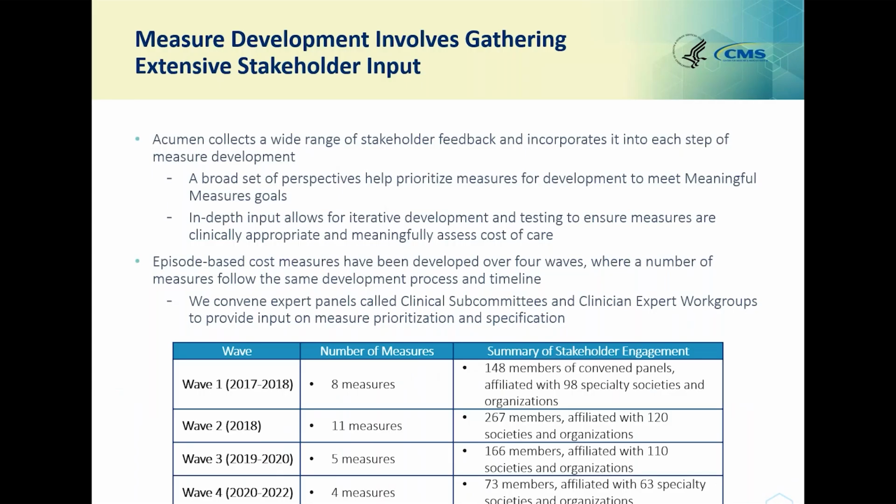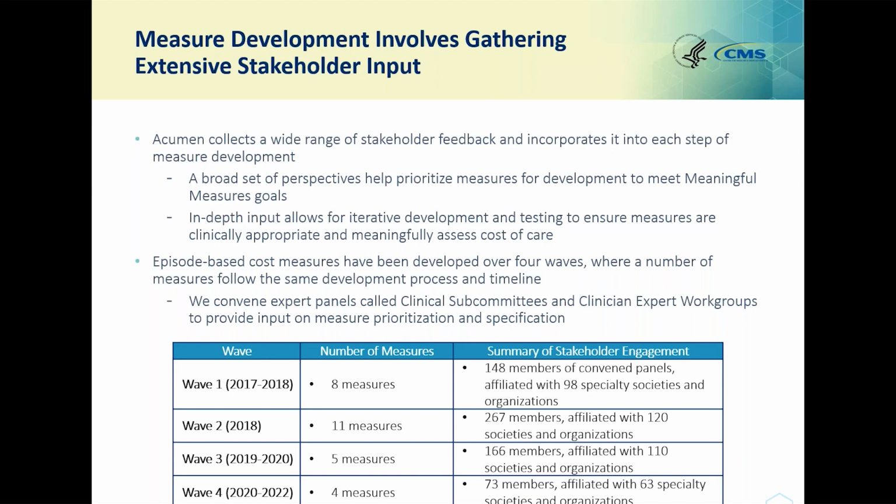Our measure development process involves gathering extensive stakeholder input to ensure that the measures are clinically valid and can meaningfully assess a clinician's cost of care. As Renee mentioned, we've been developing episode-based cost measures in cycles or waves where development activities take place on the same timeline. We convene expert panels called clinical subcommittees and clinician expert work groups, or work groups for short, based around clinical areas or topics. These panels provide input on measure prioritization and specification.